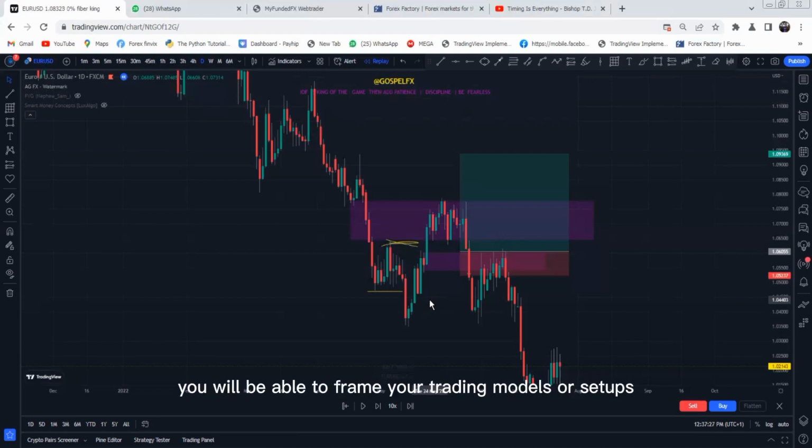So you will be able to frame your trading models or setups in line with what the higher time frame is doing. That's for you to be safe.